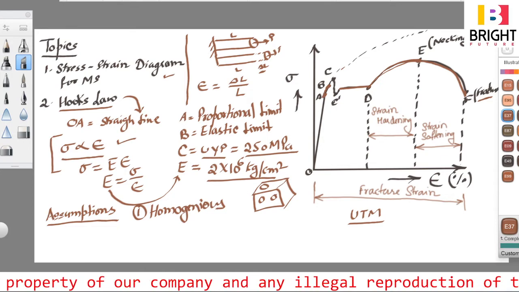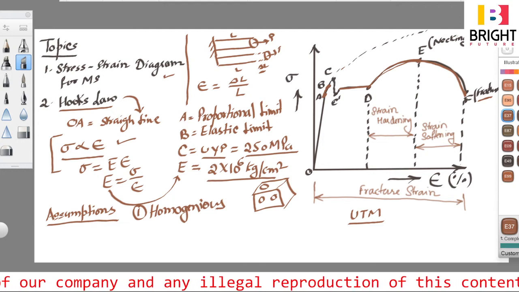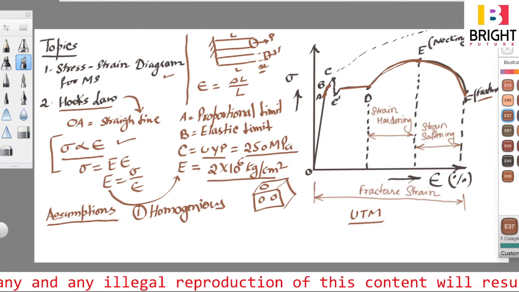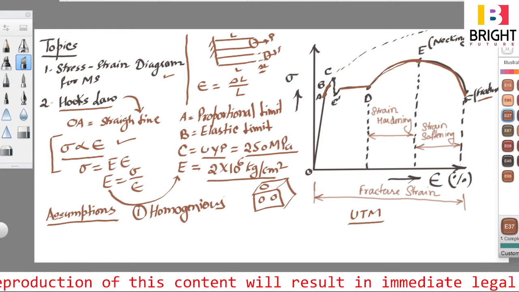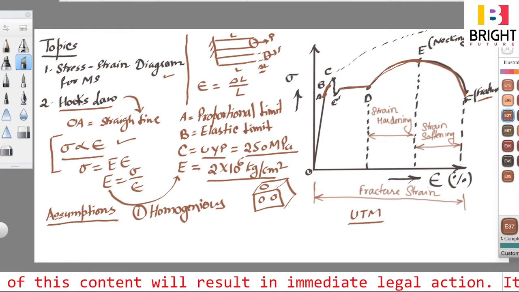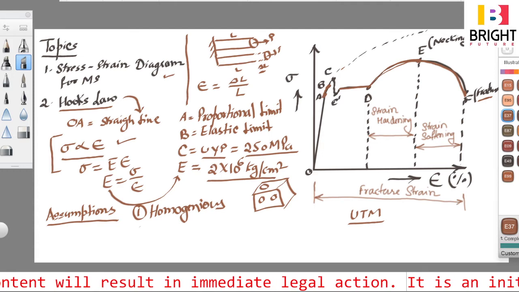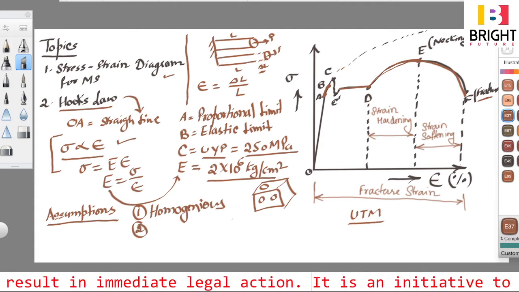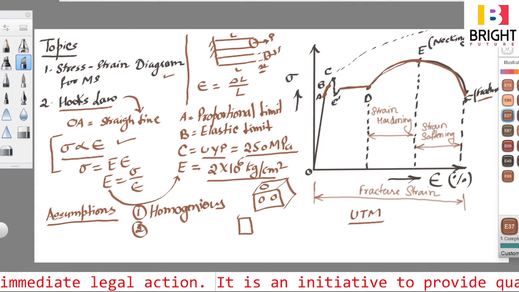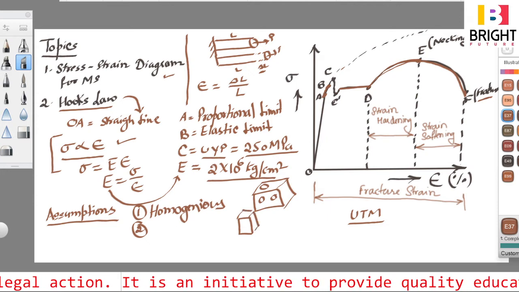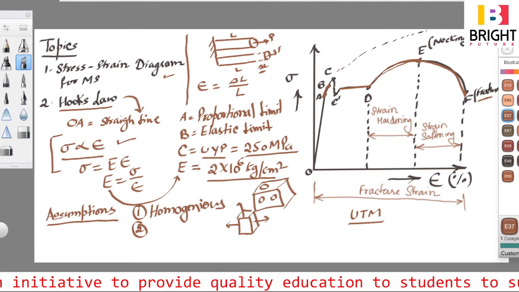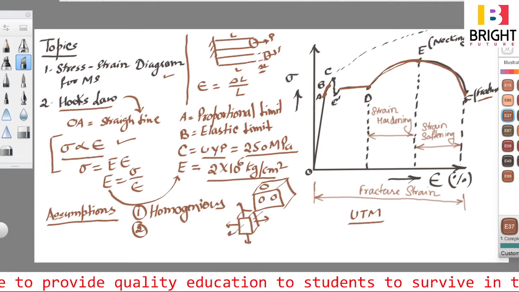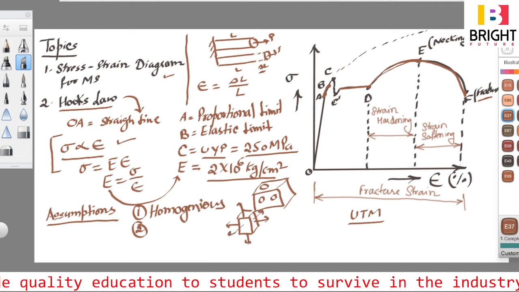And another one is that material is isotropic. It means same property in all directions. If this is a material cube in 3D I draw, then if I strain it in this direction, then properties are same. In this direction, properties are same. In this direction I strain, then the properties are same.